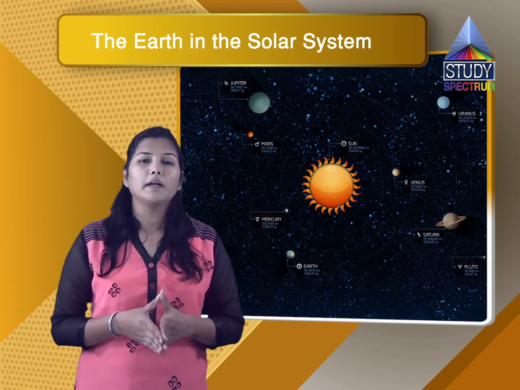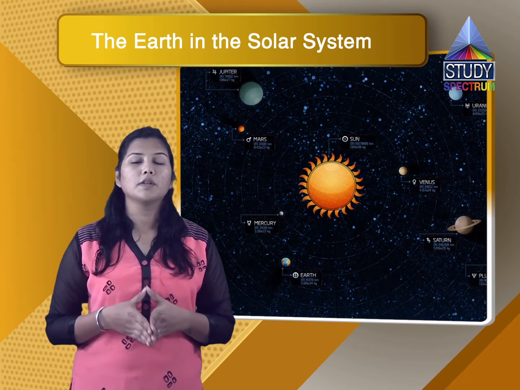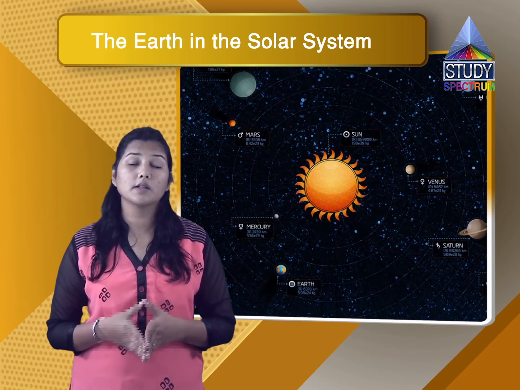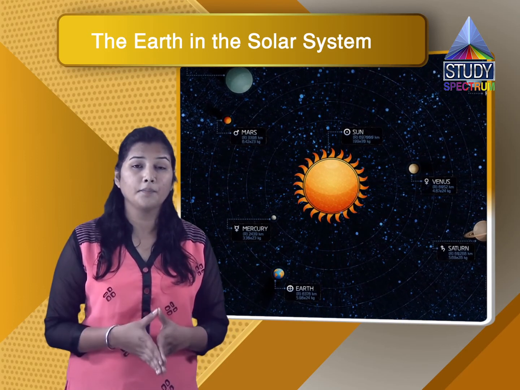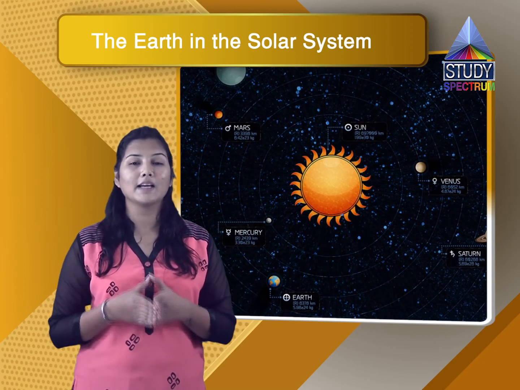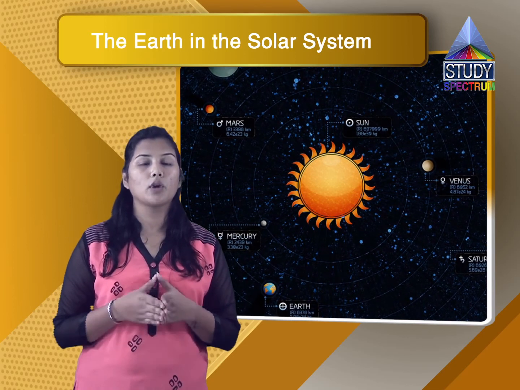This is how we complete our chapter, the Earth in our solar system. In this chapter, we spoke about our Earth. We spoke about our solar system, that is the sun, the moon, the Earth, the planets, meteoroids, and the asteroids. Everything put together forms our solar system.